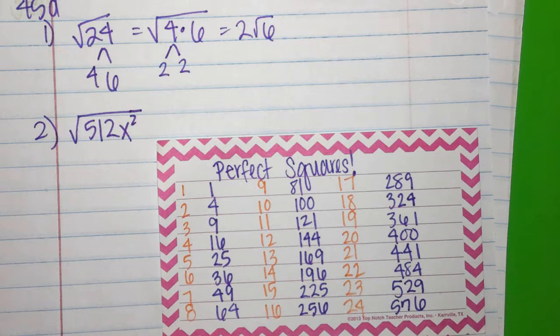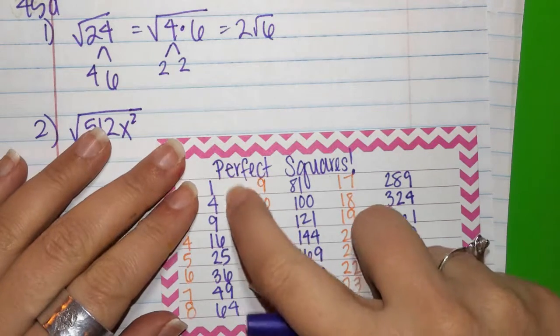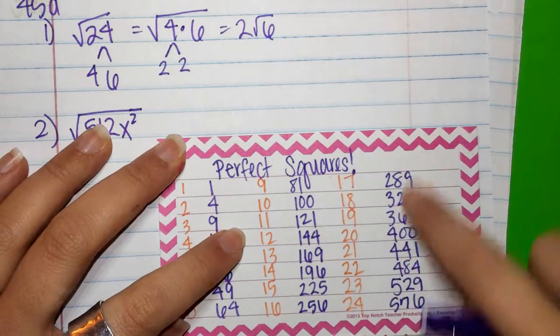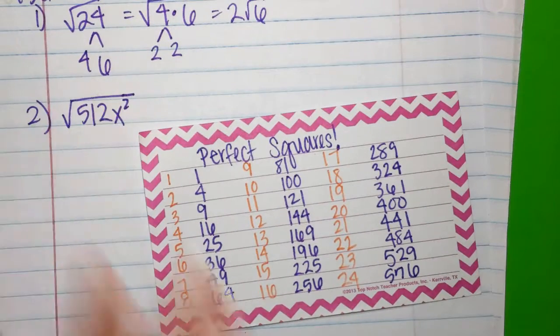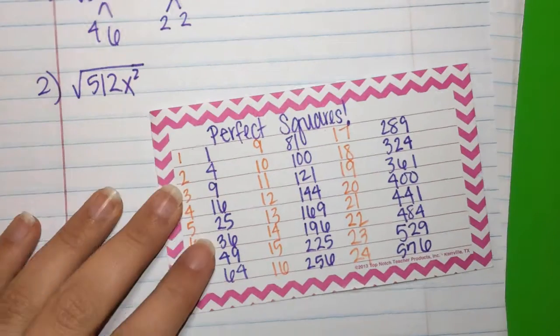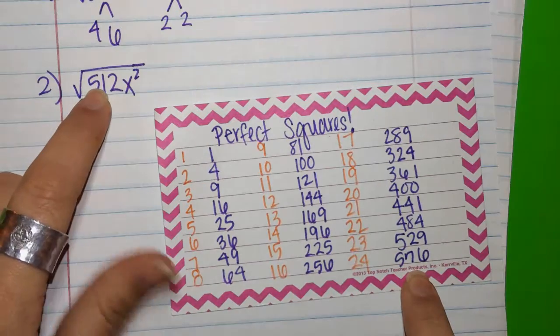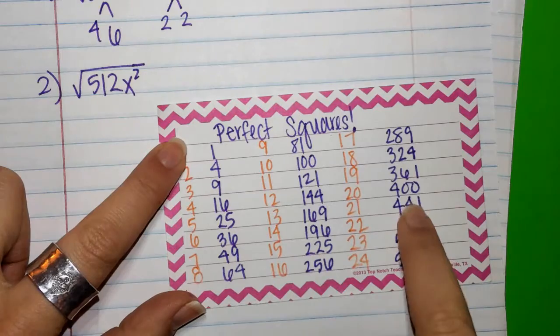Baby, 21 is not a perfect square. You talking about 4? The biggest purple number, okay? So let's start with a big purple number. A big one, guys. A big purple number. Baby, 576 does not go into 512.